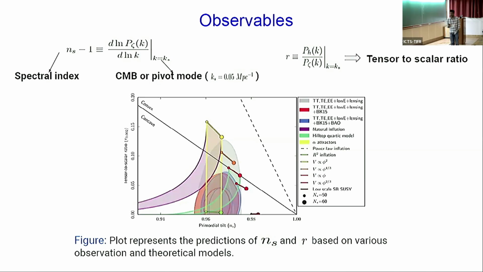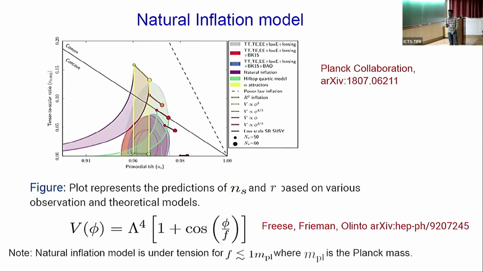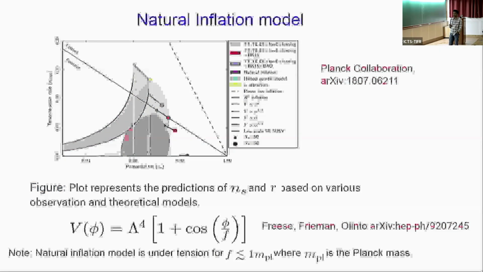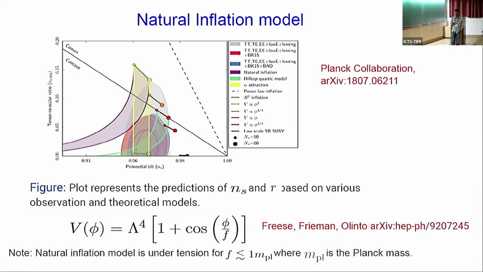For our case, we will consider the natural inflation model, and the n_s-r prediction for natural inflation is given by this violet solid line. From this plot we can clearly see that this model is under tension in the n_s-r plane. So in my talk we will try to resolve this tension. To do this, let's go ahead.